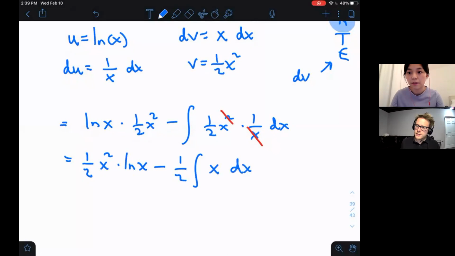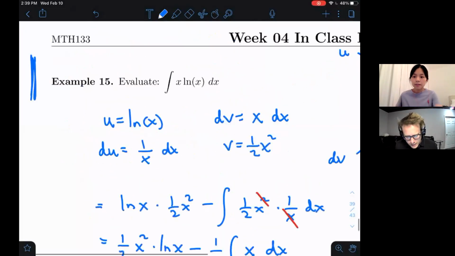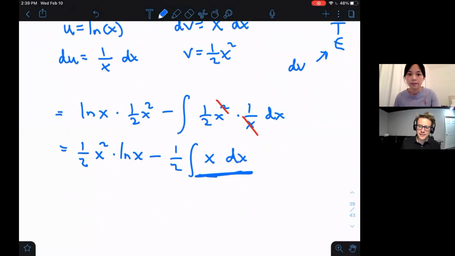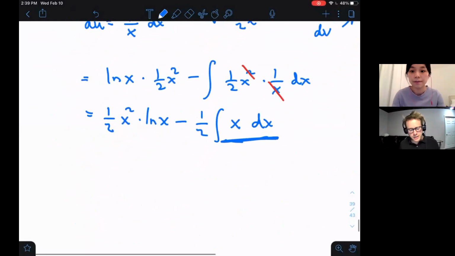And again, we ask ourselves, are we making progress? Does this seem to be heading in a good direction? Is this easier to integrate than what I started with? And I hope we have a resounding yes, that this certainly is easier than what we started with. Very nice integral indeed.